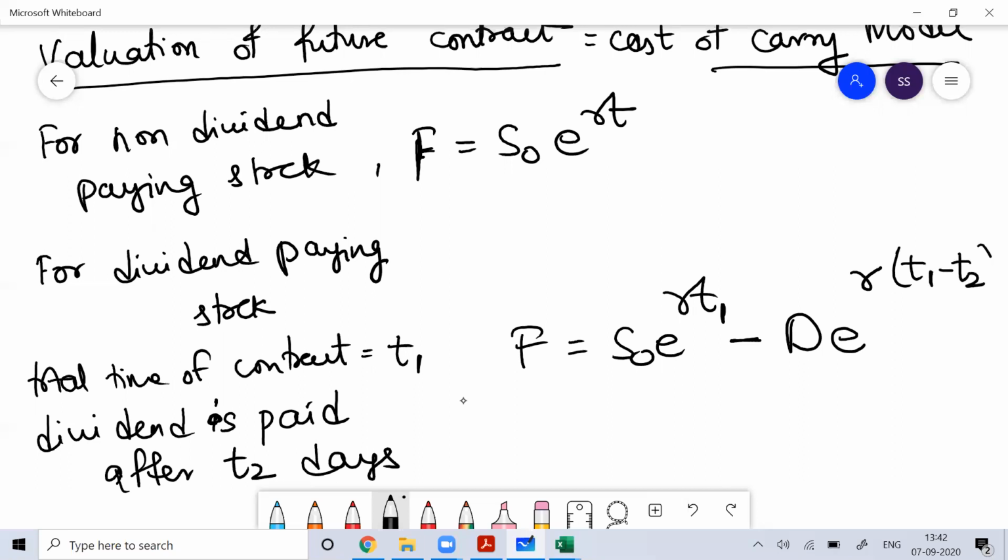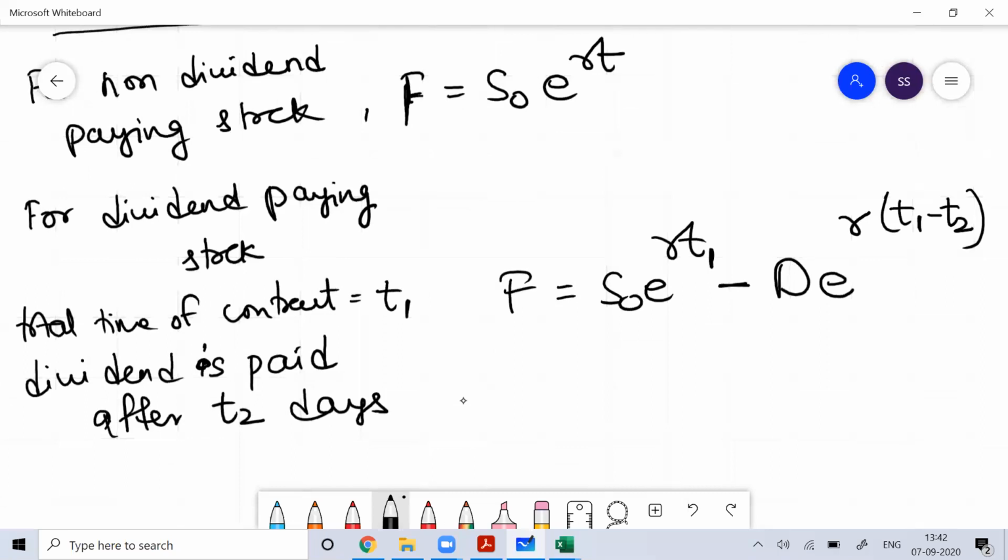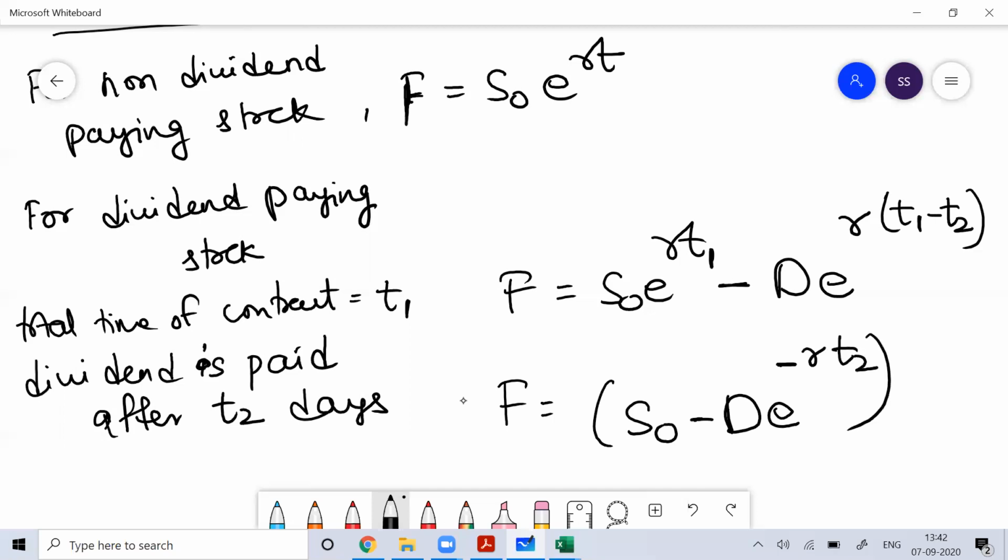You can use this formula for a dividend paying stock, or you can write F is equal to S naught minus the dividend. If it is paid after 1 month, I determine its present value. The present value of that is D e to the power minus R T2, and then this is multiplied by e to the power RT1. You can use any formula for that to determine the future value whenever there is a dividend.